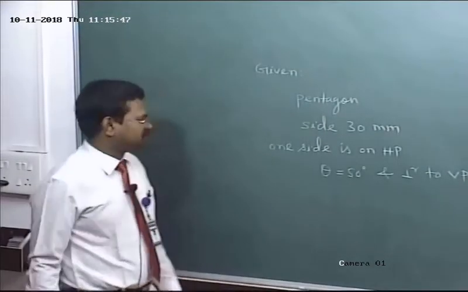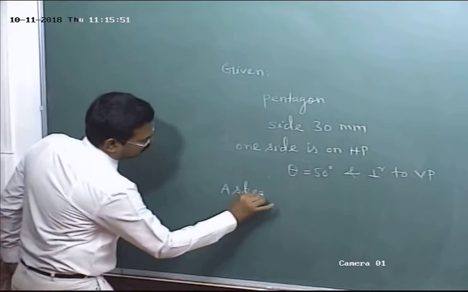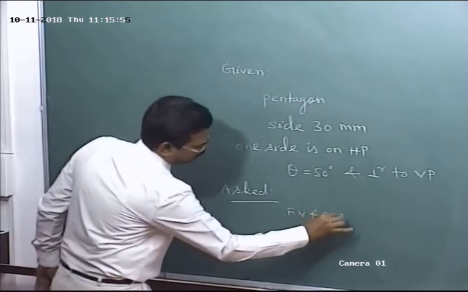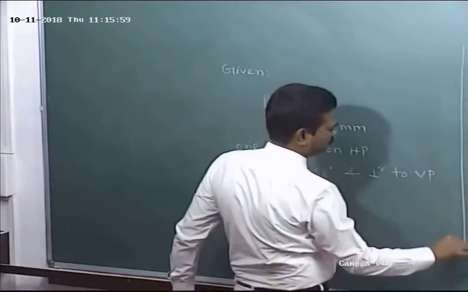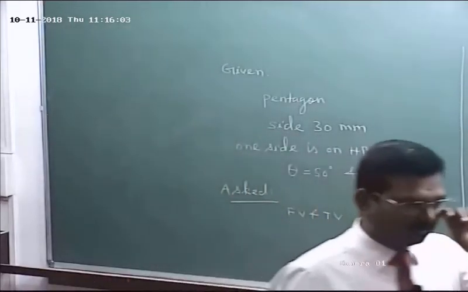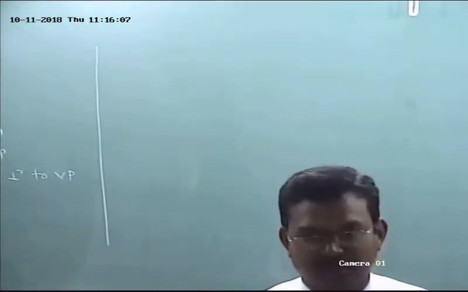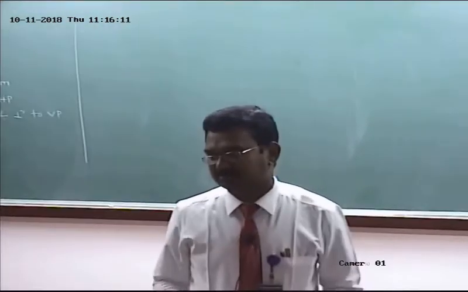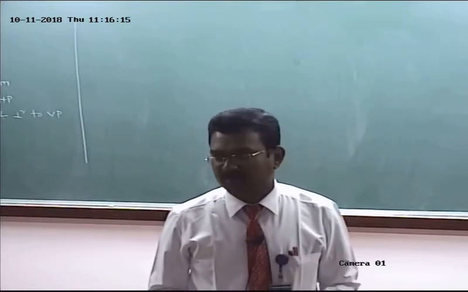We are asked to draw the front view and top view. When the plane surface is kept inclined to HP and perpendicular to VP, the solutions are obtained in 2 steps. So far we have drawn front view and top view directly, am I right?